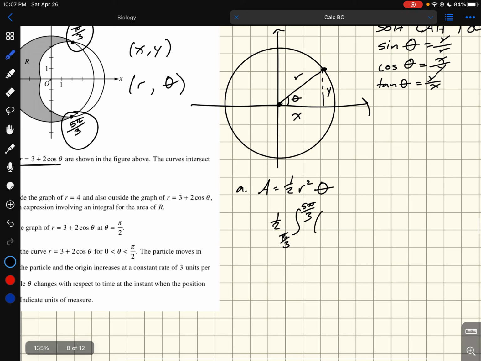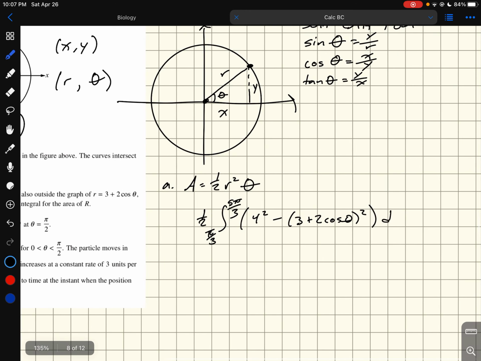And then we want our two r's squared. So 4 squared and 3 plus 2 cosine theta squared. And then we want our d theta. So that's that part there.